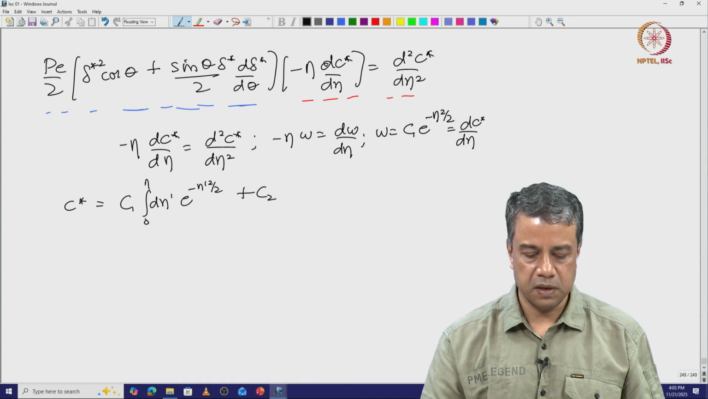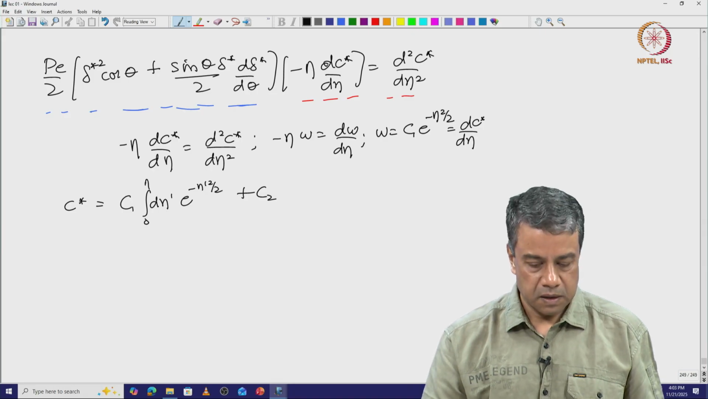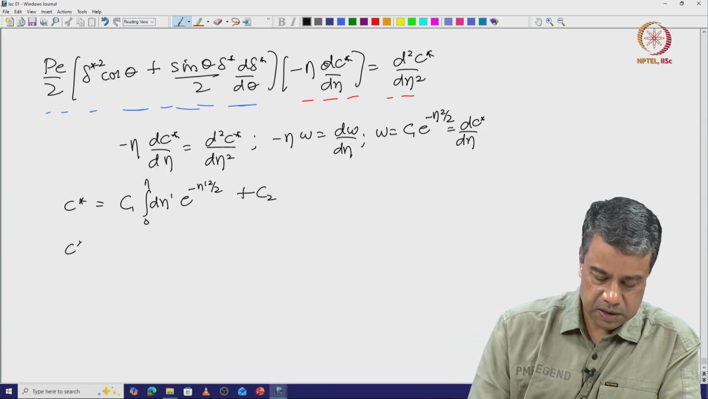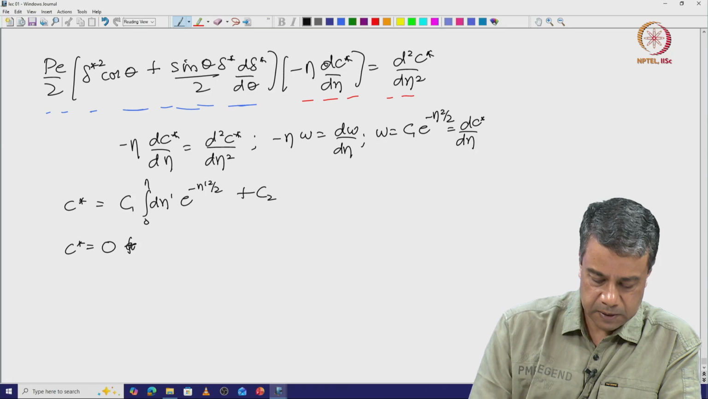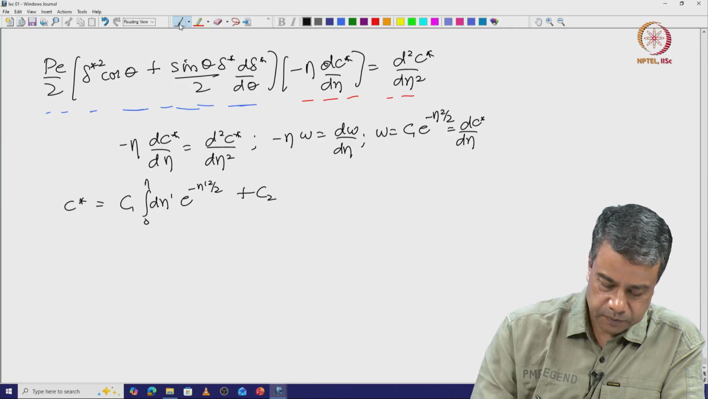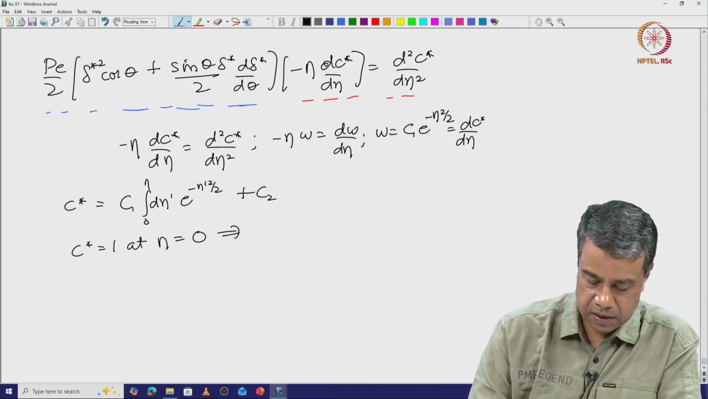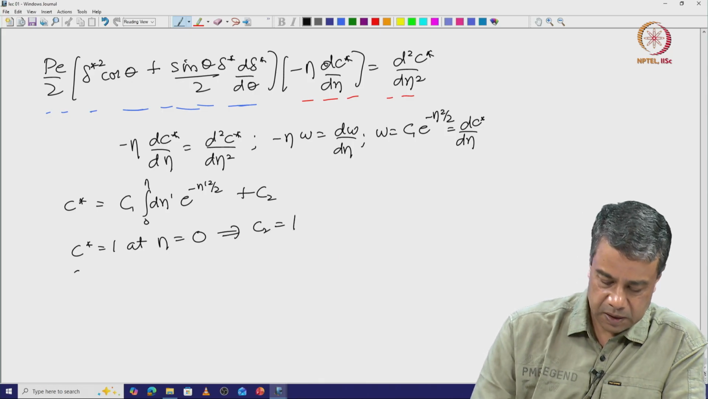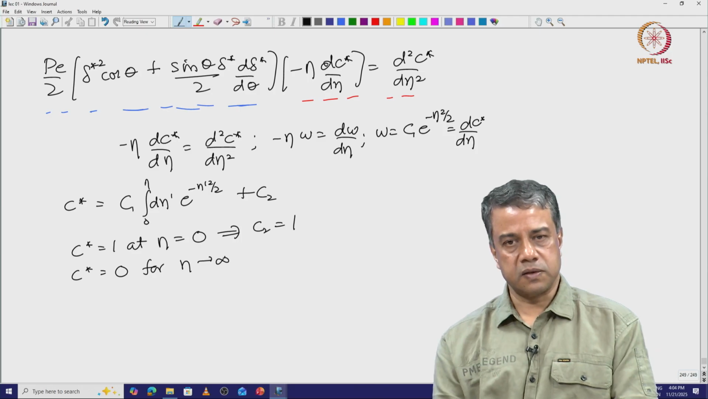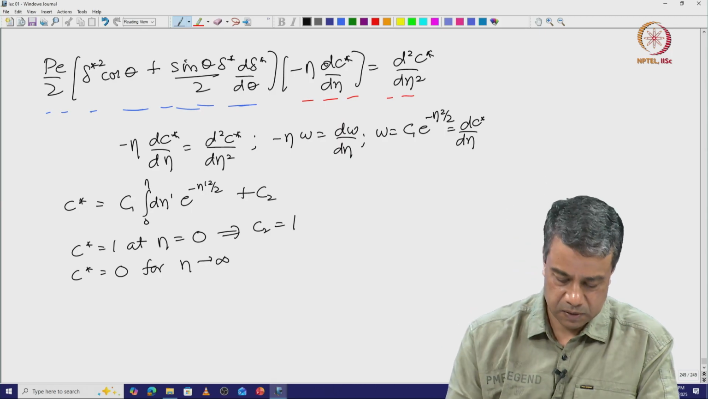Okay, so this is the solution. Rigid surface we had e power minus eta cubed by 3. Mobile surface we have e power minus eta square by 2. Boundary condition c star is equal to 0 for eta going to infinity. Okay, so let us first, c star is equal to 1 at eta is equal to 0 implies that c2 is equal to 1, and c star is equal to 0 for eta going to infinity. Eta is equal to 0 is the surface, eta going to infinity is the bulk fluid where the scaled concentration is 0.